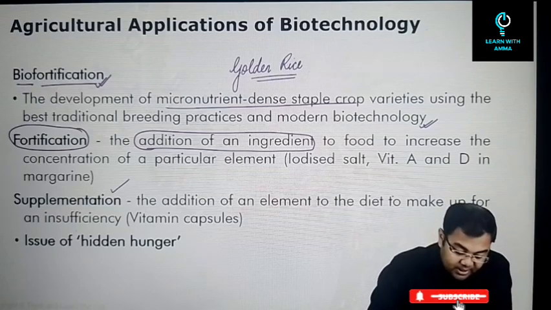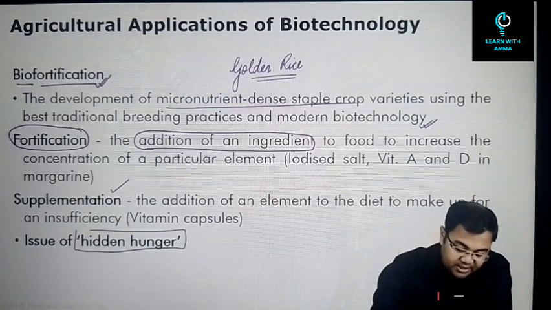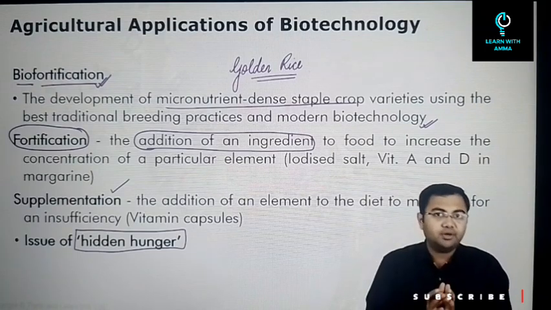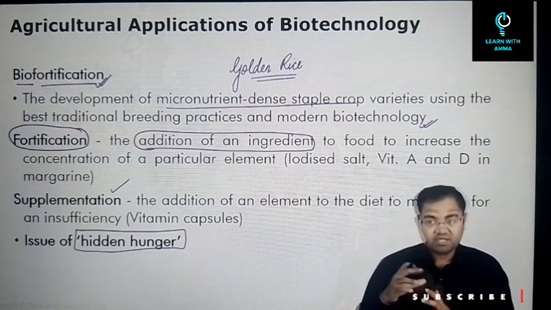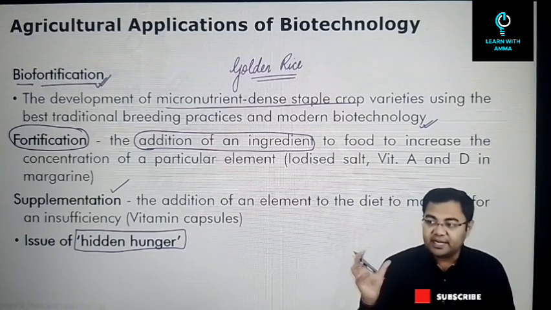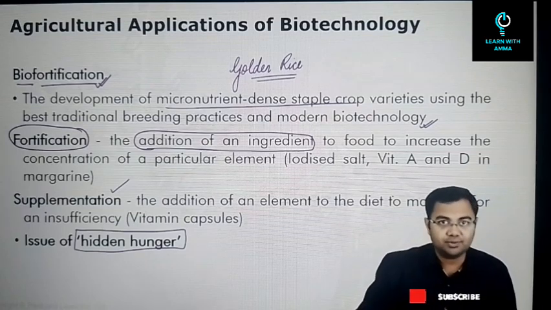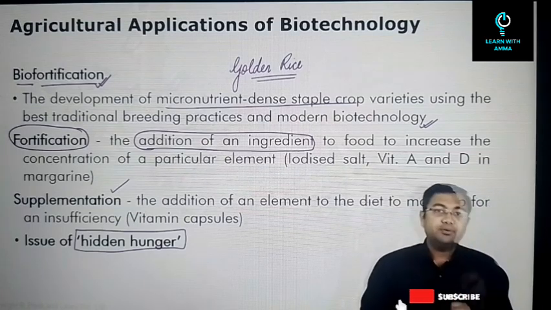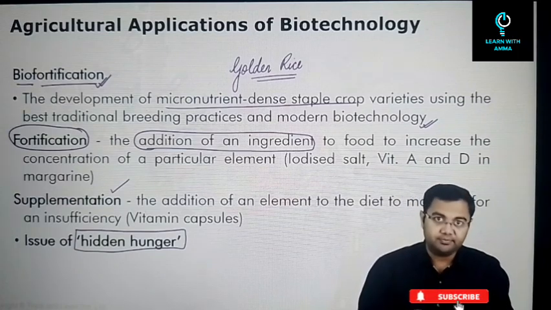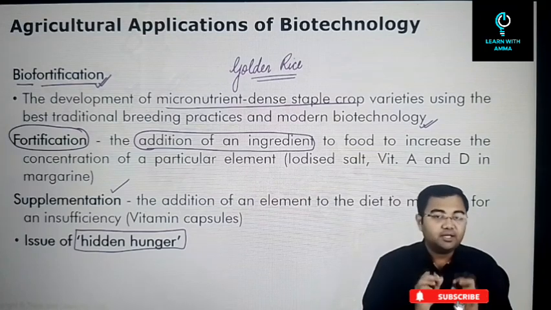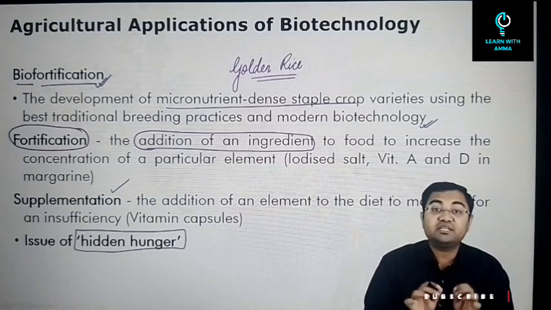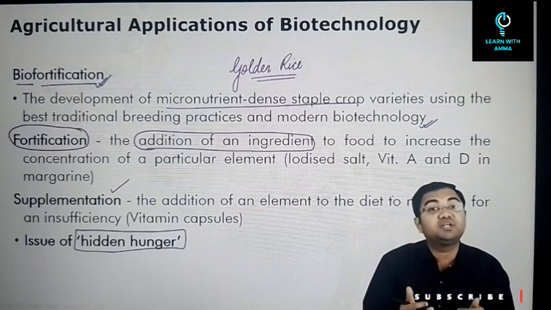Then there is something which needs to be addressed today, and this is the issue of hidden hunger. What is the meaning of hidden hunger? Let's say you are talking about a poor nation where the supply of food is not adequate. Many other countries are providing food supplies to these poor countries. Now, the food supplies may be enough, but many a time the nutritional value may not be enough. Food is enough, so your stomach is getting filled, but this food does not have enough of all the nutrients which are required.